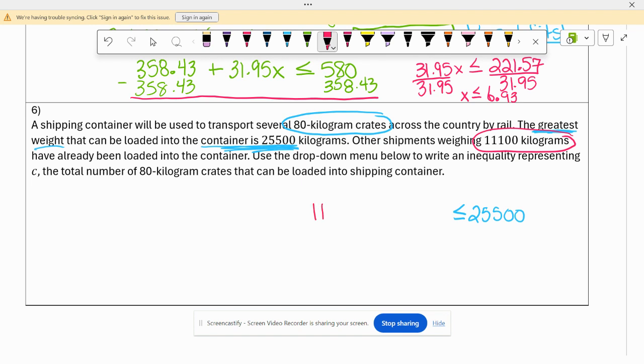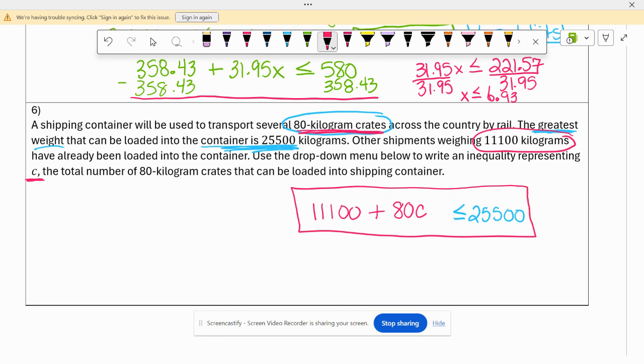Okay. Well, they already loaded 11,100 kilograms of stuff onto the container. So that's just going to get added automatically. Plus we have these 80-kilogram crates. And we want to know how many crates, C, that we can load. So that's going to look like 80C. C is the number of crates. So this is going to be the inequality that we write, because I think that this question asks you to write the inequality first and then solve.